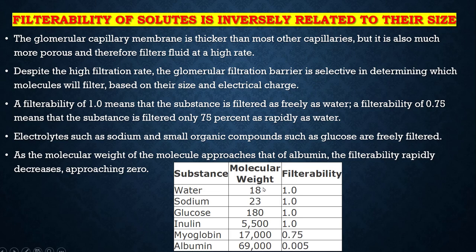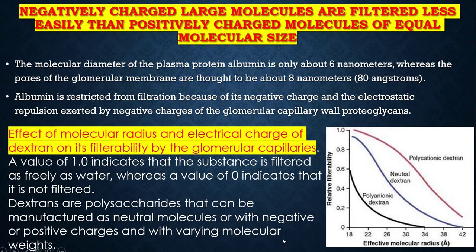Here you can see water, molecular weight 18, is freely filtered. Sodium is 23, also freely filtered. Glucose, which is 180, is freely filtered. Insulin is also freely filtered. For any substance which approaches the molecular weight of albumin, the filtration decreases. Here you can see myoglobin, its molecular weight is 17,000, so its filtration is only 75%.